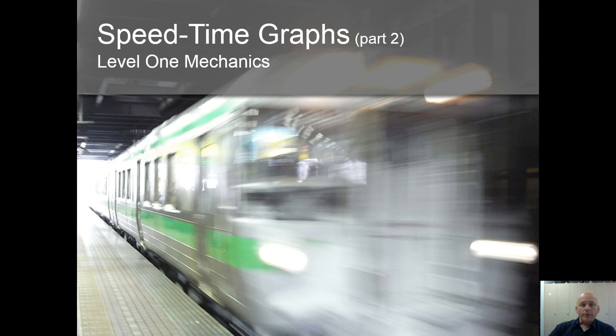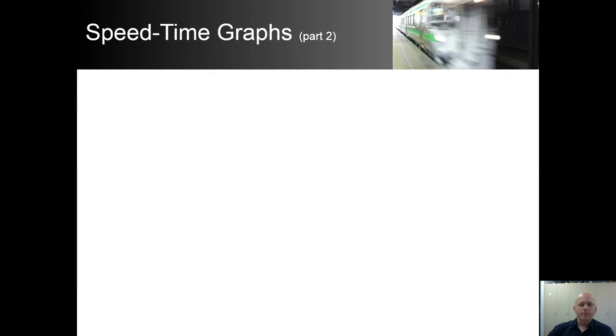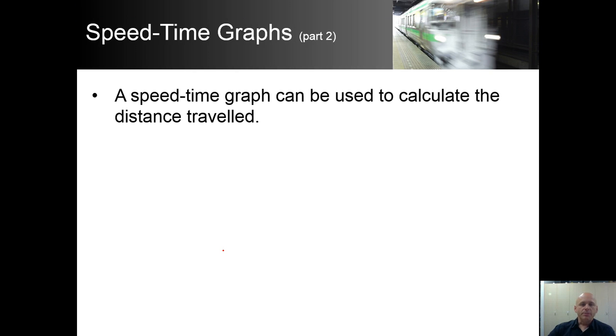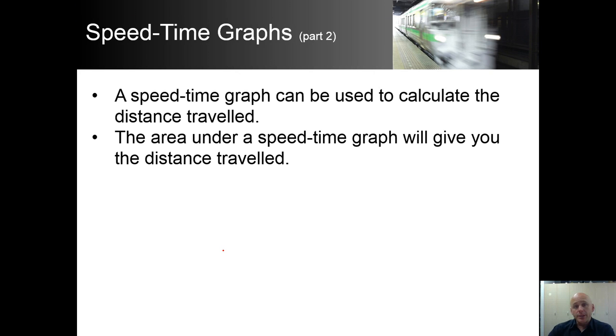Speed time graphs, part 2, level 1 mechanics. A speed time graph can be used to calculate distance traveled. And the way you do this is you calculate the area under a speed time graph line.